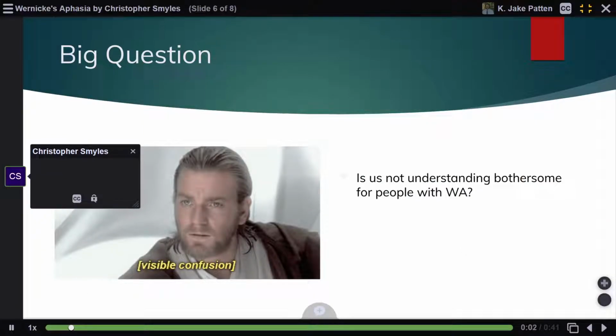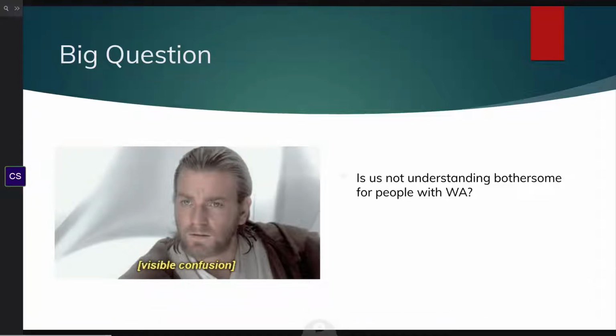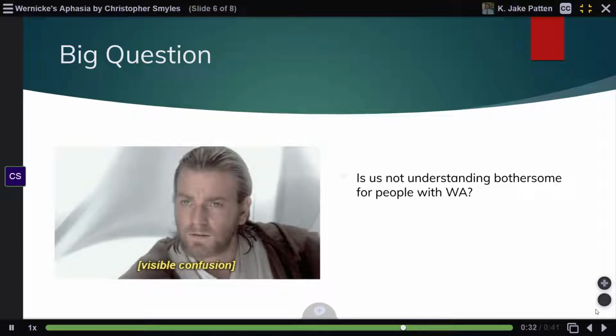So my big question is: is it bothersome that we don't understand them? Do they get irritated that they can't get their point across, even though they're trying to? They just can't pick the right words. There's something going wrong with the processing and picking the right words in their lexicon, to where they don't know how to relate words with meaning, or they don't know how to select the appropriate words, which means we can't understand them. So does this frustrate them, or are they getting angry on the inside? Yeah. So that's pretty much my question.